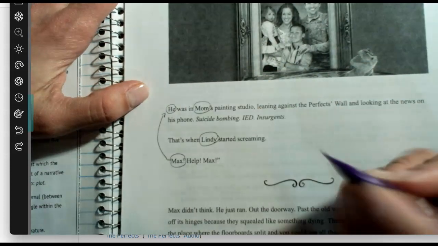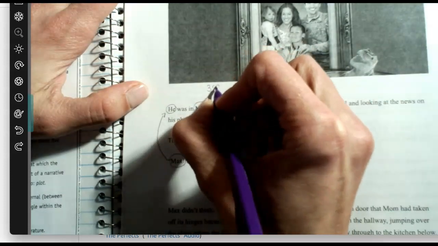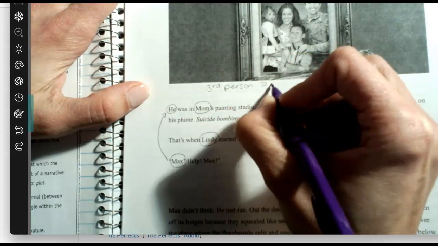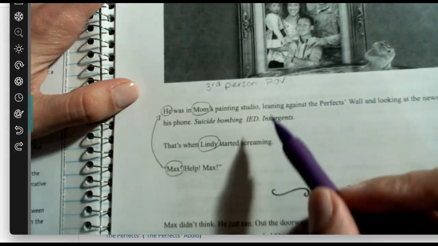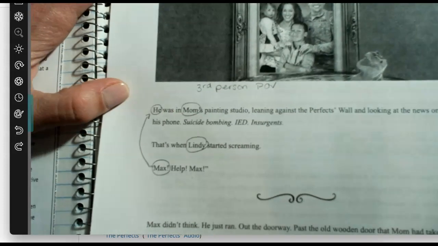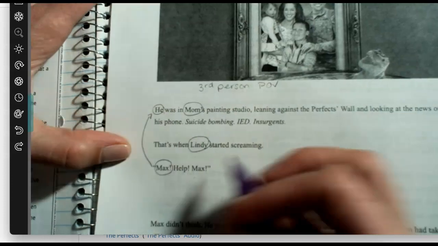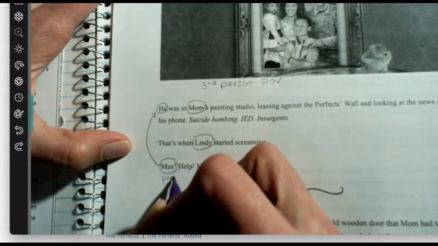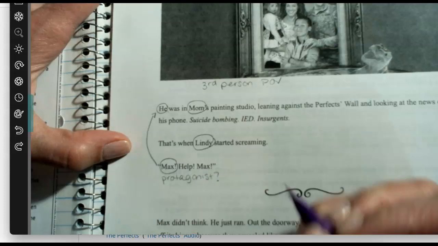I also know that based on the pronouns used, that this is a third person point of view. I'm going to have to continue reading to see which type of point of view this is, but if you're not sure, you can look back at your point of view notes. We know it's not first person because they're not using I. Okay, so I'm thinking maybe either Lindy or Max is the protagonist, the main character in the story, possibly.